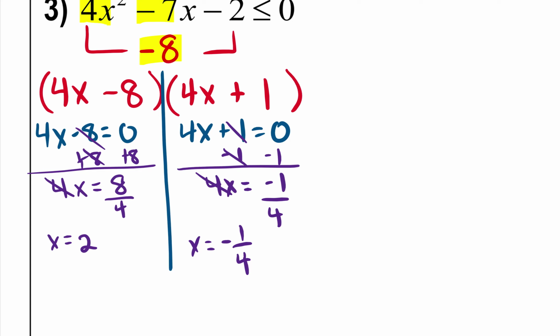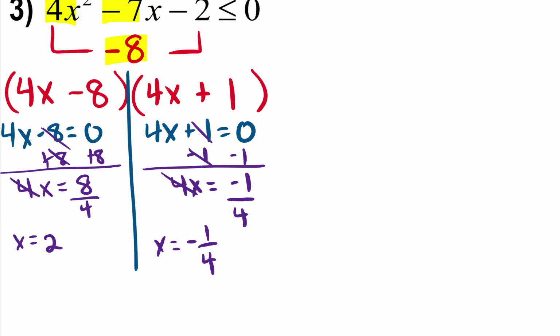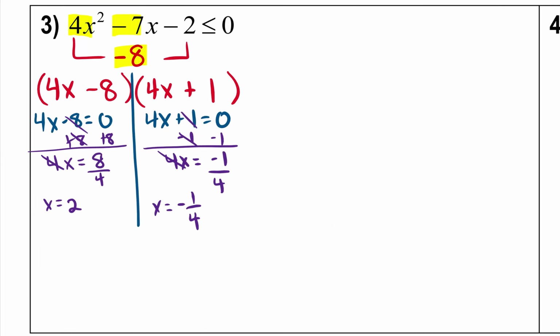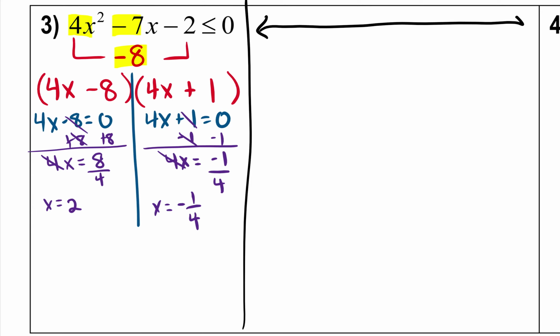Now, my critical points are important. They are part of my answer. However, at this point, I am not sure if my answer is going to be the left or right, or the middle, just the two numbers with the brackets or parentheses. So, to make sure, I'm going to write a number line like this. There are other ways you can do it, but this makes sure you have the right answer.